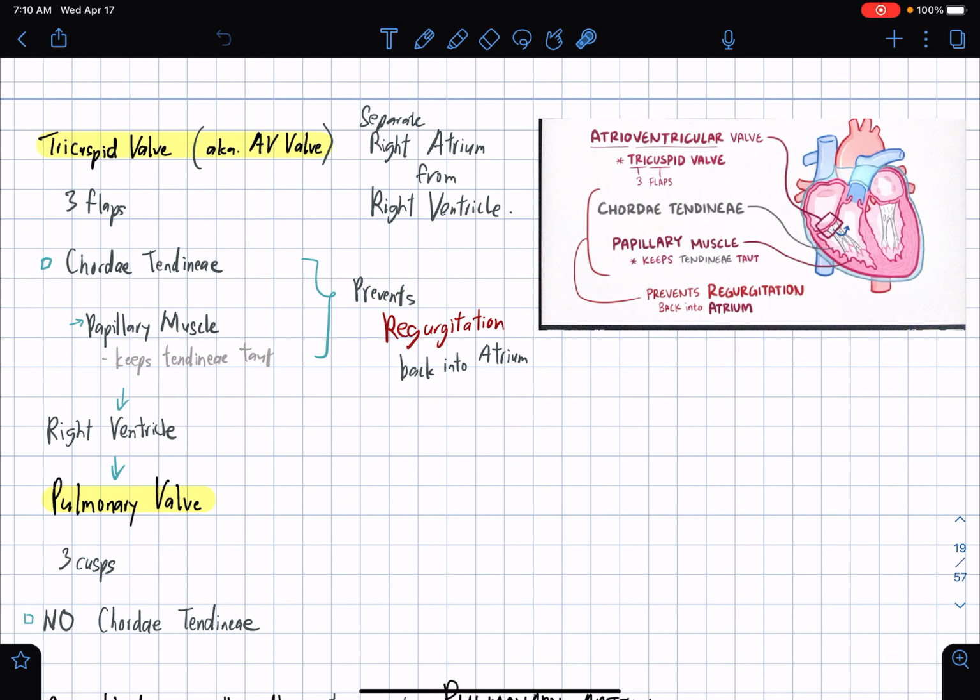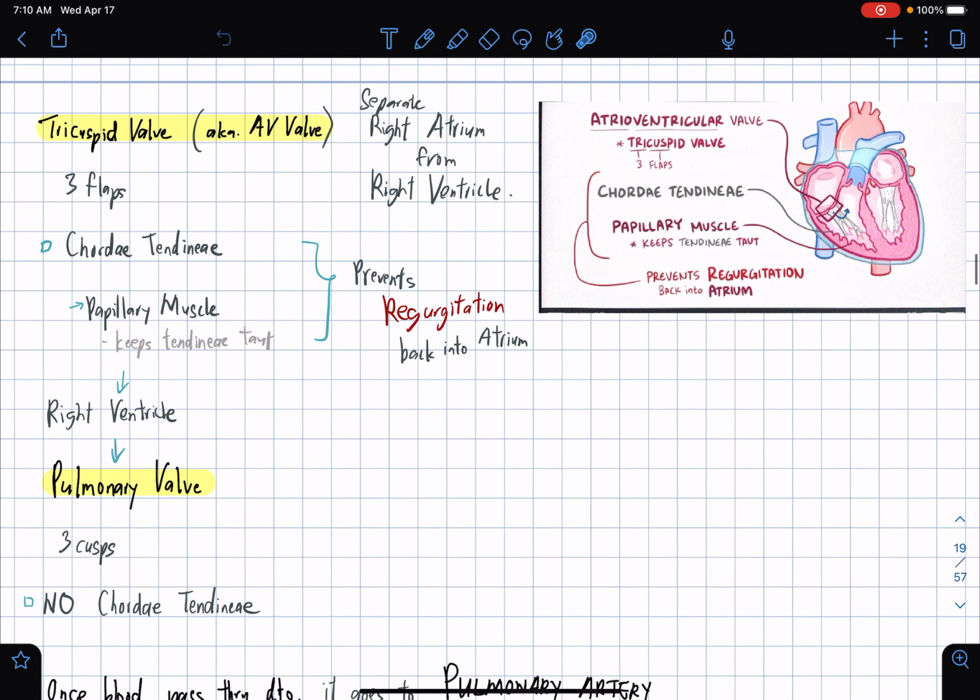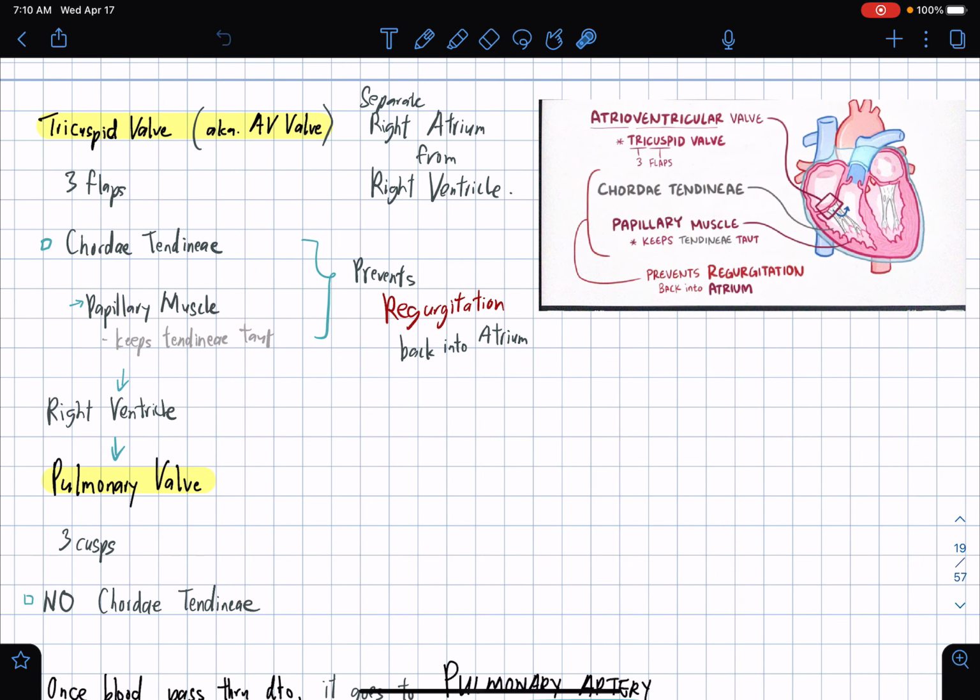Okay, let's move to some of the valves of the heart. Actually, I think there are 3, but I have 2 of them detailed right here. So the tricuspid valve is in other words called the AV valve, or the atrioventricular valve. This has 3 flaps. The basic role of this is to separate the right atrium from the right ventricle. It does have chordae tendineae. It's basically a papillary muscle. It keeps the tendinae taut.